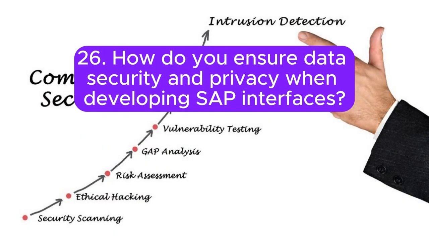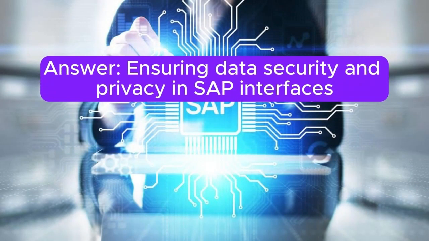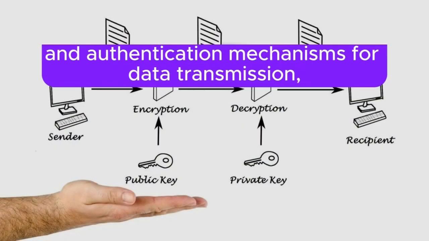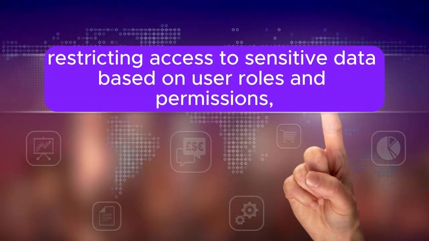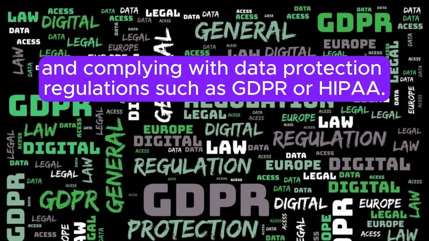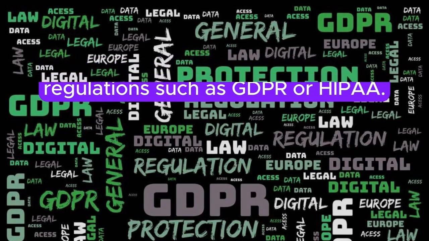26. How do you ensure data security and privacy when developing SAP interfaces? Answer: Ensuring data security and privacy in SAP interfaces involves implementing encryption and authentication mechanisms for data transmission, restricting access to sensitive data based on user roles and permissions, and complying with data protection regulations such as GDPR or HIPAA.